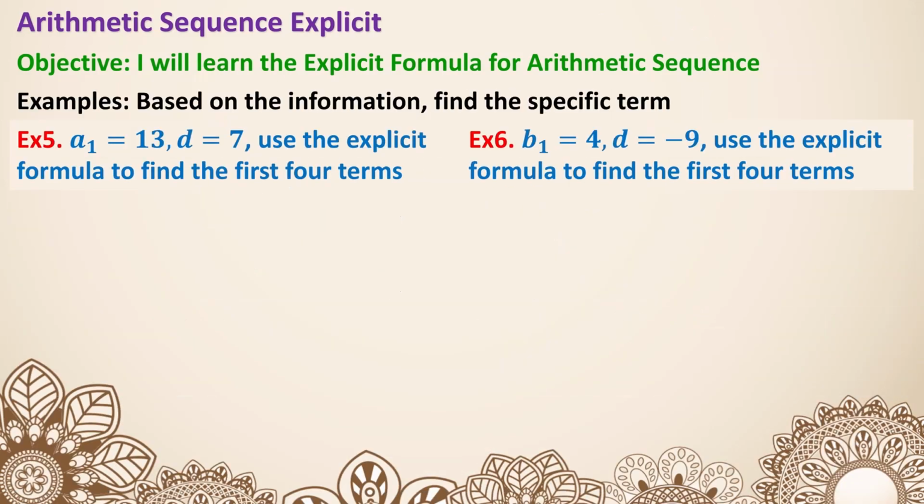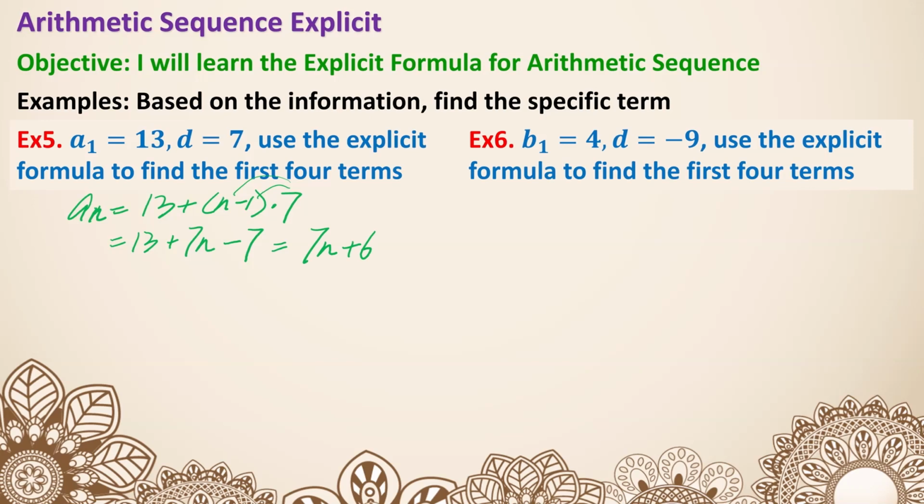Let's see some examples. A sub 1 is 13, d is 7, and it's asking you to use the explicit formula to find the first 4 terms. So let's find the explicit formula first. A sub n is a sub 1, which is 13, plus n minus 1 times 7. Distribute the 7. We got 13 plus 7n minus 7, which simplifies to be 7n plus 6.